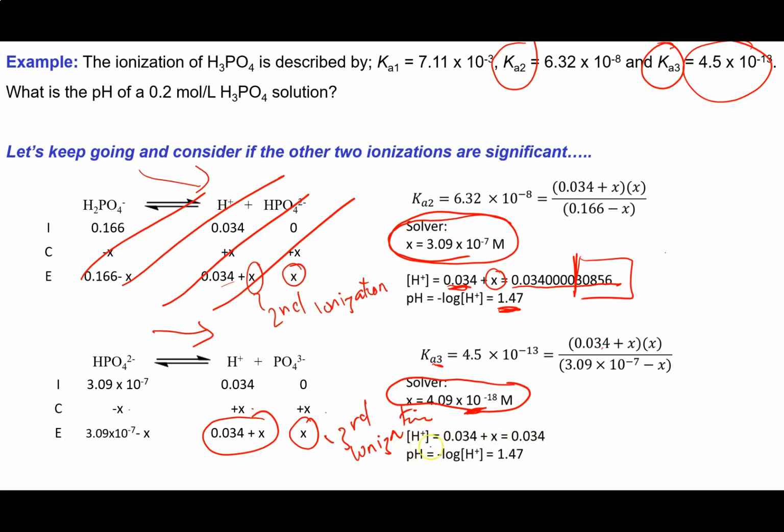Anyway, I did the math just to prove the point. So 0.034 plus that number, guess what? To any reasonable number of sig figs, it equals 0.034. And then the negative log of that, I got exactly the same answer. So I really didn't need to consider the second or the third ionization in this problem. It produced the same answer as only considering the first one.